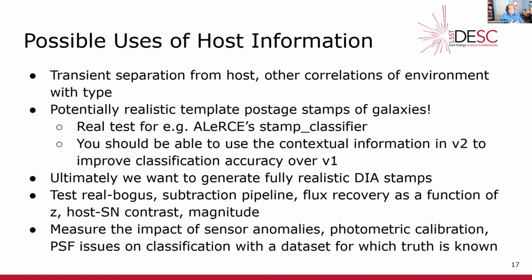For version 2, at least, we'll only be putting out the one template stamp for the host galaxy. But you can see how you can extend this procedure in the future. And that way we'll also be able to see how brokers handle issues with subtraction pipeline for LSST, issues where we need to know what the flux recovery is as a function of redshift, or what the host supernova is, or what the magnitude is. Things that are basically telling us all about the selection effects of the survey and all the biases that we will measure.